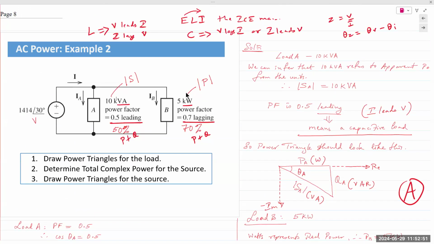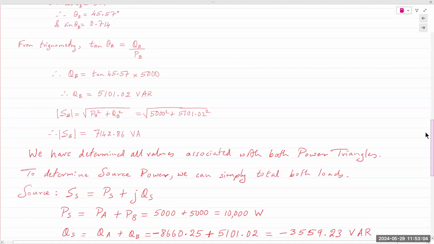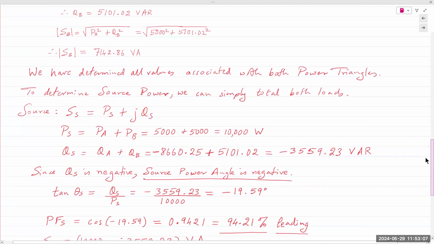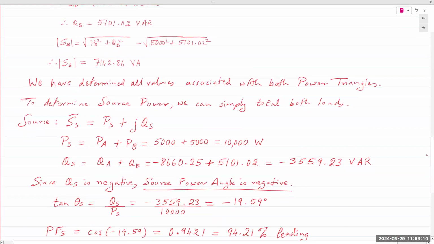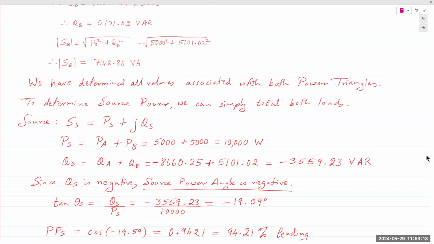But again, no matter what quantity is given to you, you have the angle. You only need either P or Q or S. If you have two quantities, you can find the third and the fourth. So we found S and P. And then total power, of course, is simply adding it all up. Add up all the average powers present in the circuit, add up all the reactive power present in the circuit. In this case, you have two P's and two Q's, add it all up together.